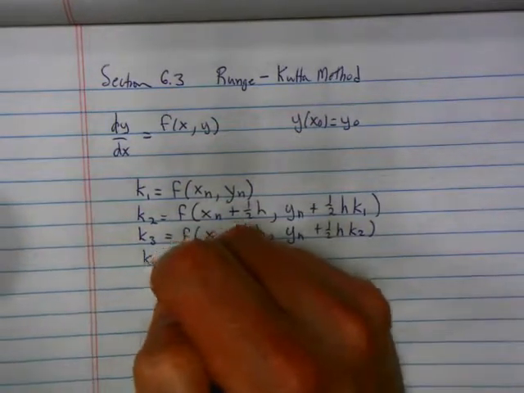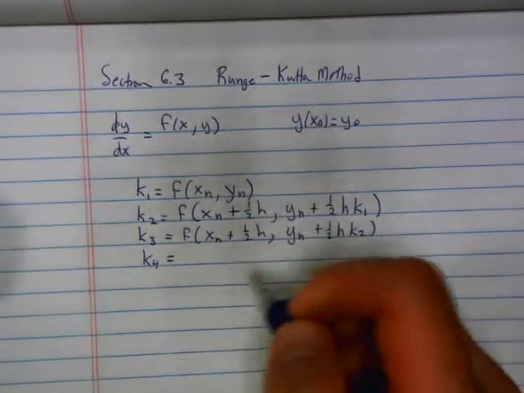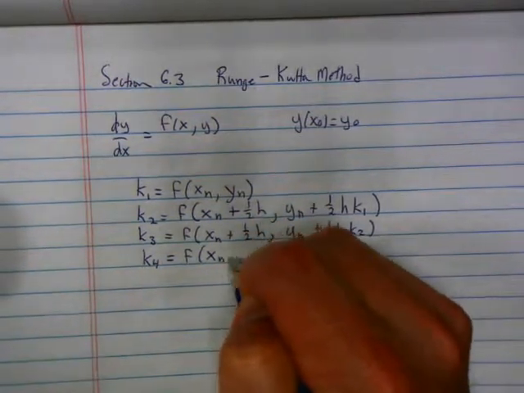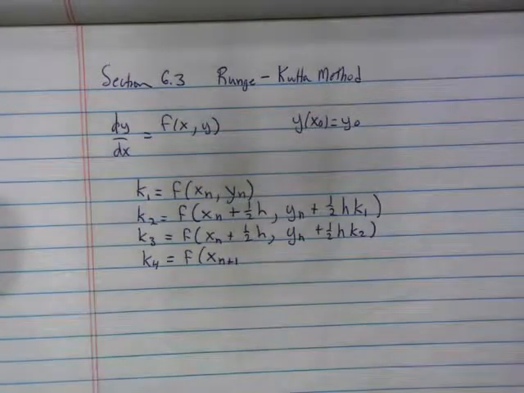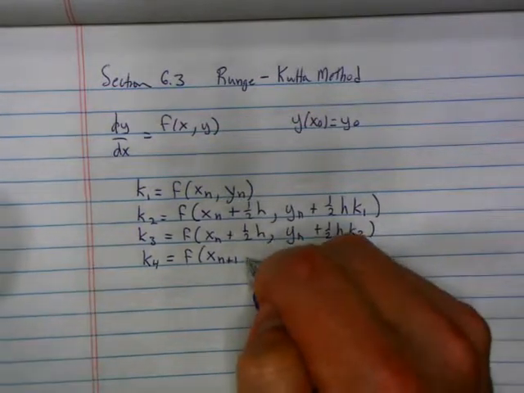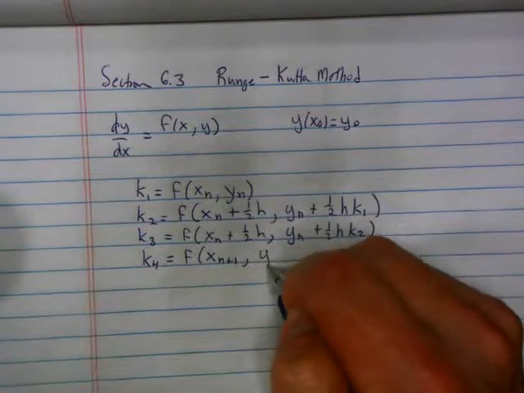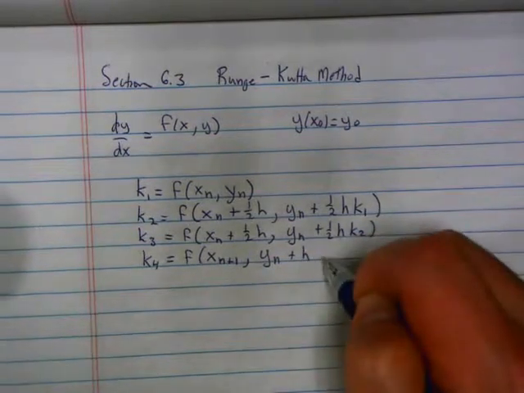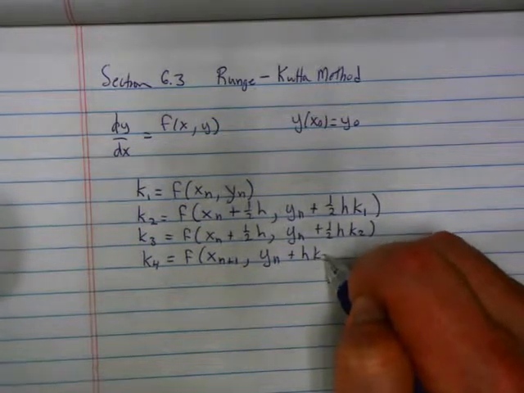Keeps going. k4 will be f at the x value that we're trying to find, and our previous y value plus h times k3.